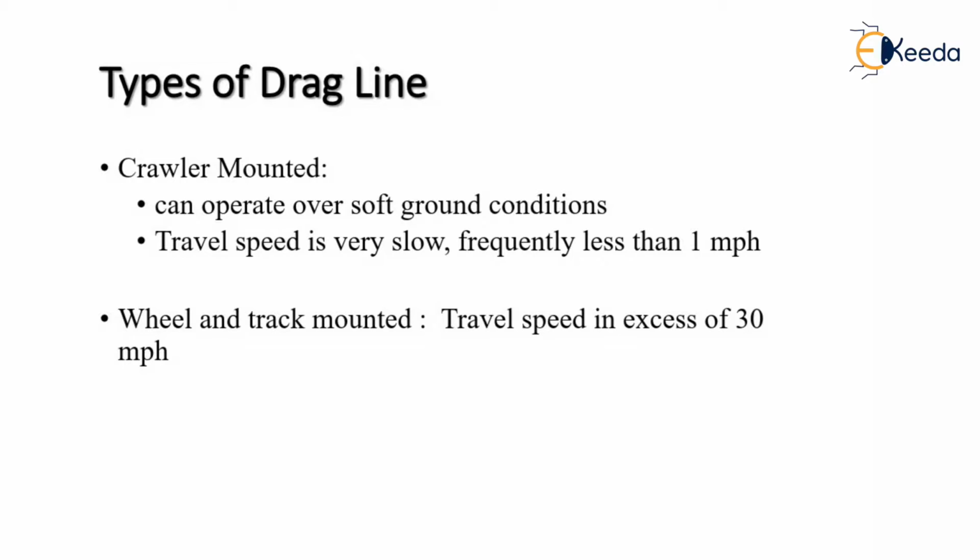Now the types of dragline. The crawler mounted is very slow. The travel speed is usually less than 1 mile per hour, whereas the wheel or truck mounted travel speed is in excess of 30 miles per hour.